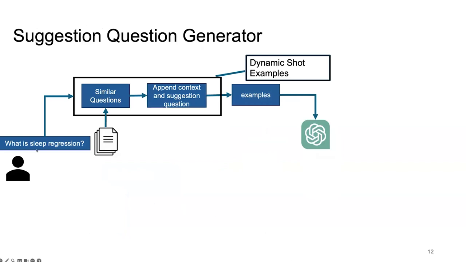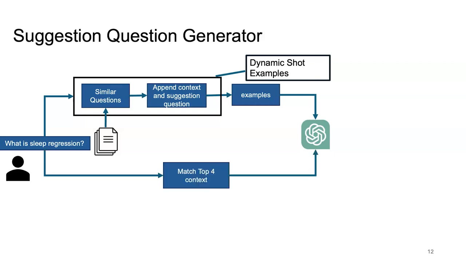So for a given query, what is sleep regression? First, we generate a set of similar questions using the initial query and the set of questions. To each of these questions, we append the matching context and suggestion questions. These together will constitute the examples. And as these examples are dynamic, we call these dynamic few shot examples.